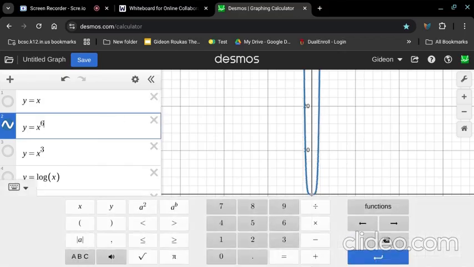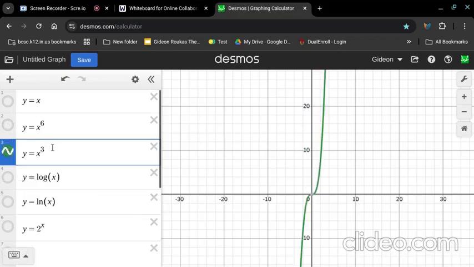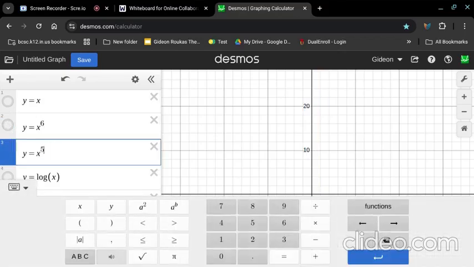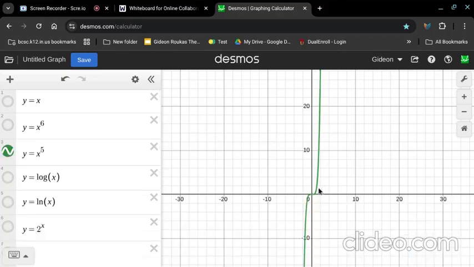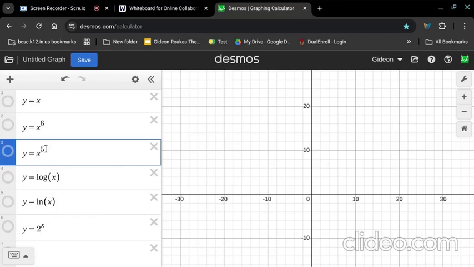Same as if I put in 6. Just gets closer and closer to the line. If I come down here and put in a 5, same shape, just steeper, exact same. So when you're looking at powers past 3, all you have to do is look at if the power is even or odd.